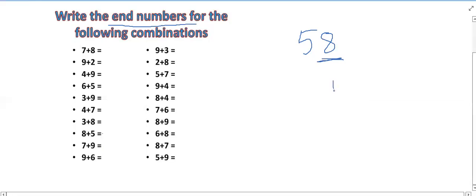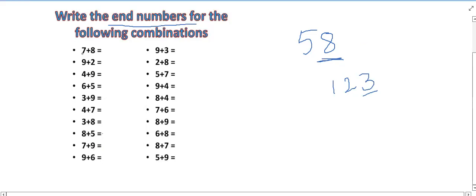Suppose 123. What is the end digit? 3. 3 is the end digit. So here we are going to take only the end numbers or end digits. No need to consider the complete additive value. The complete addition value is not required. Only the end number is required.